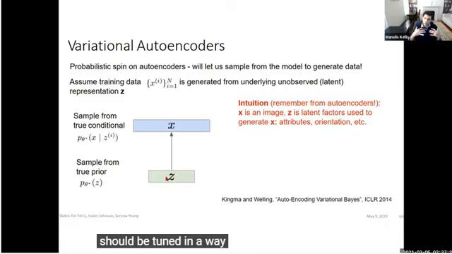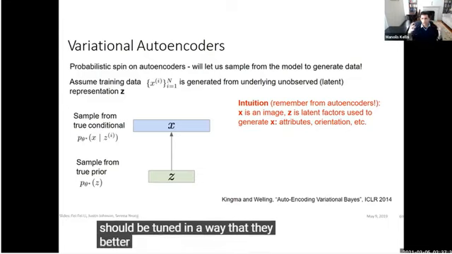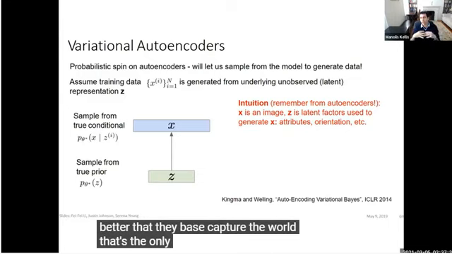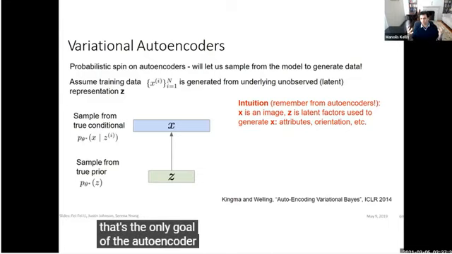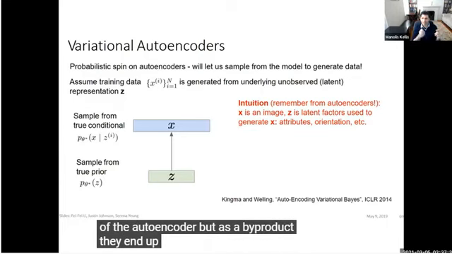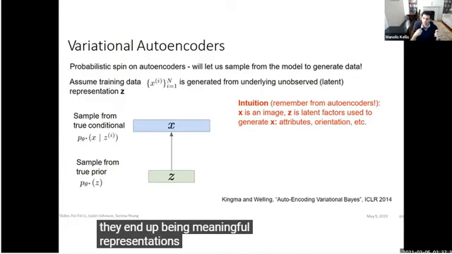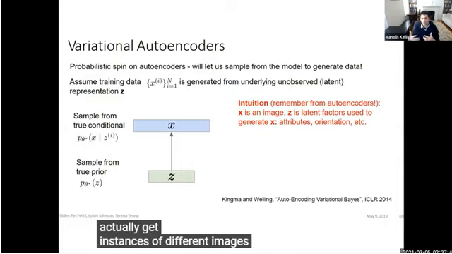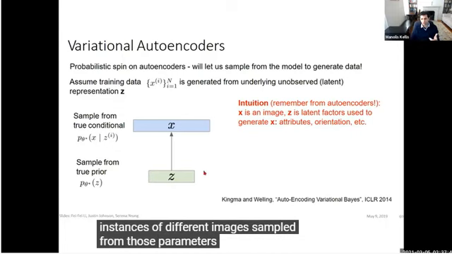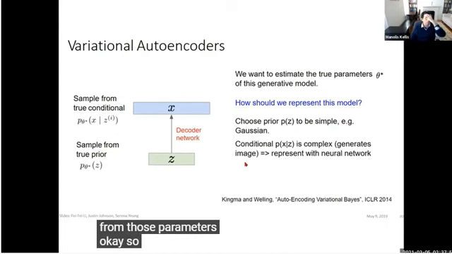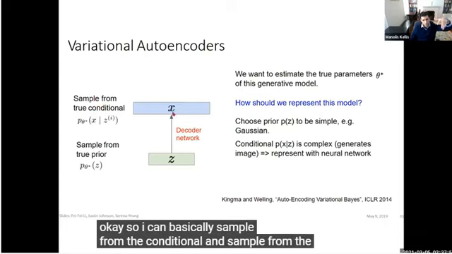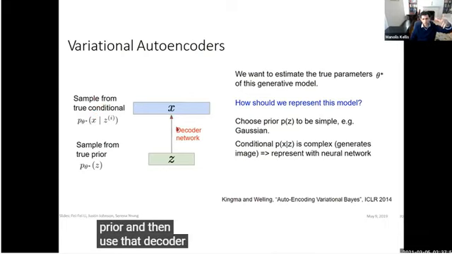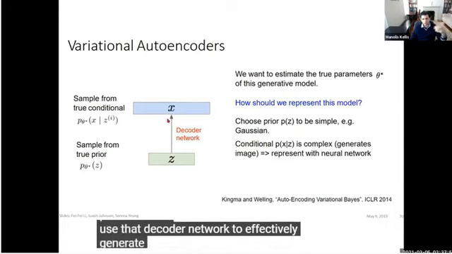should be tuned in a way that they best capture the world. That's the only goal of the autoencoder. But as a byproduct, they end up being meaningful representations of the world, where if I vary these parameters, I can actually get instances of different images sampled from those parameters. So I can sample from that conditional and sample from the prior, and then use that decoder network to effectively generate additional images.